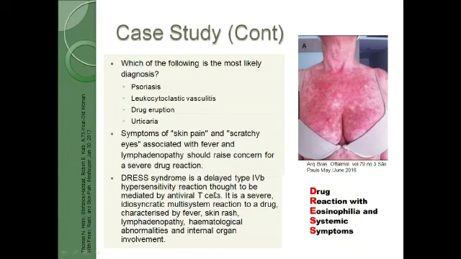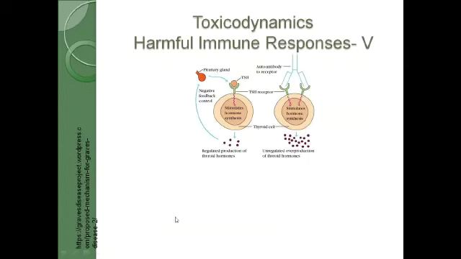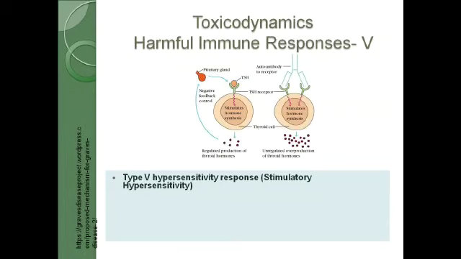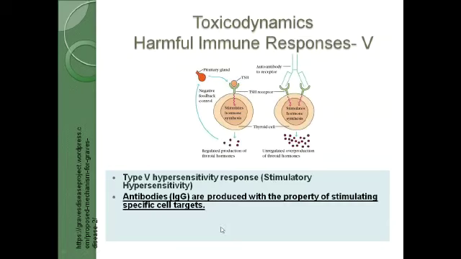And this DRESS syndrome is thought to be mediated by T cells. It's a severe idiosyncratic multi-system reaction to a drug characterized by fever, skin rash, lymphadenopathy, hematological abnormalities, and internal organ involvement. Type 5 harmful immune response is also called stimulatory hypersensitivity.